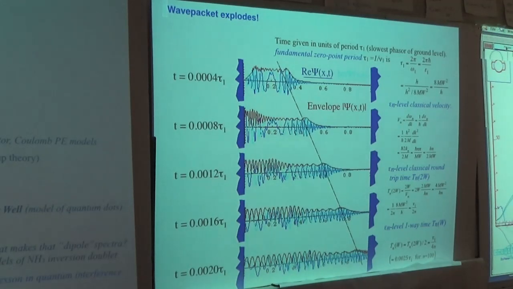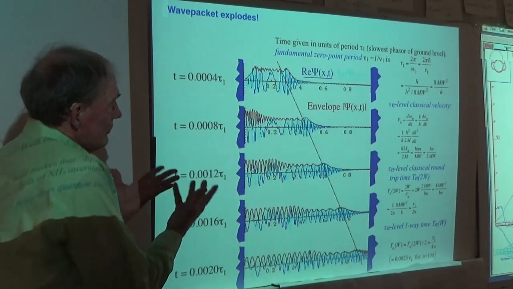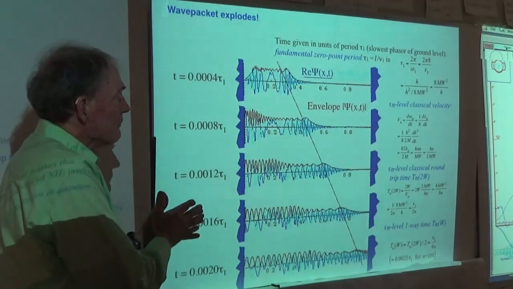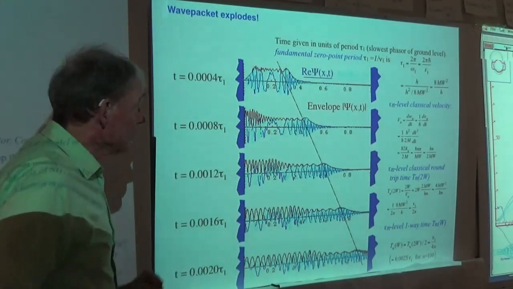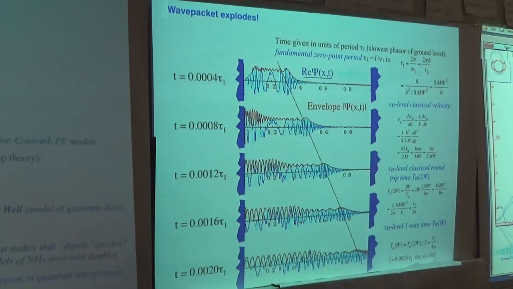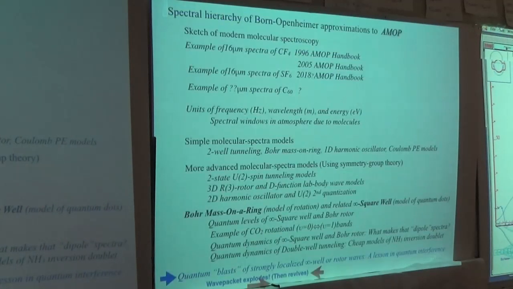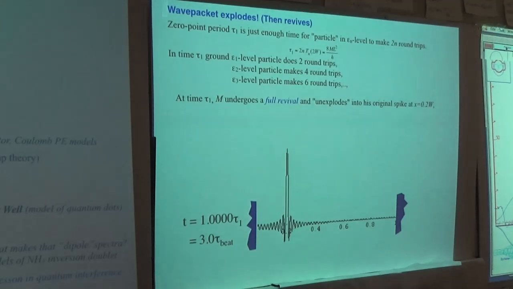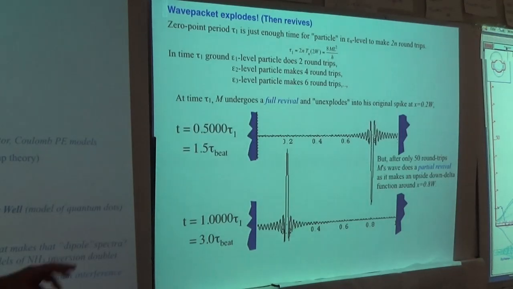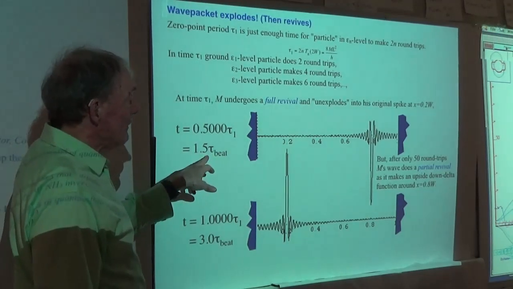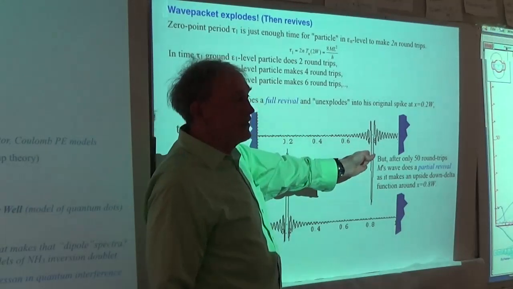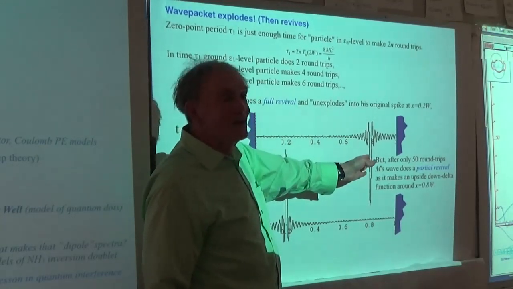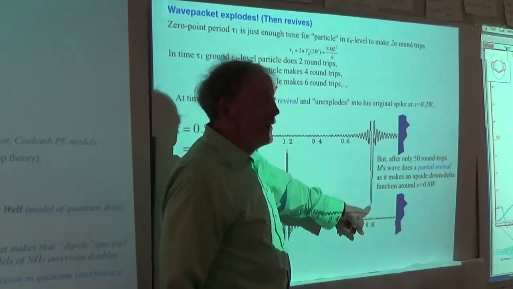Okay? So there's just something spectacular because of the numbers involved. This was a bomb. This is a bomb, and it's going to go crazy back and forth. But it never loses its memory of where it was. This is at 1 tau 1. This is what happens at 1.5 tau. It reforms, unexplodes, but is upside down.